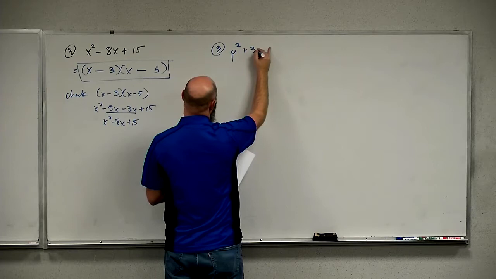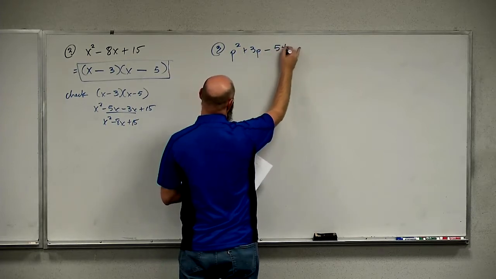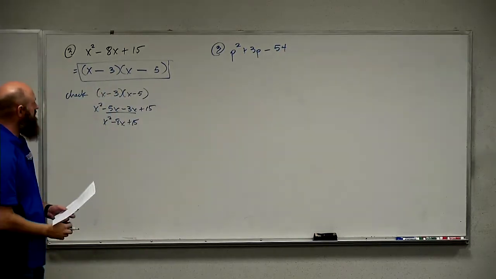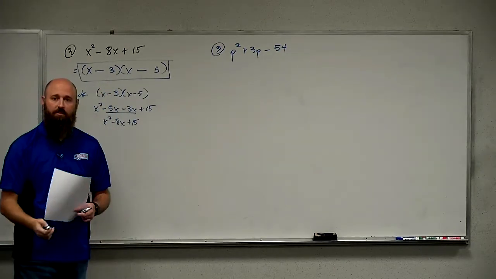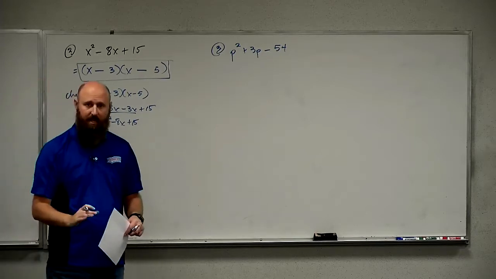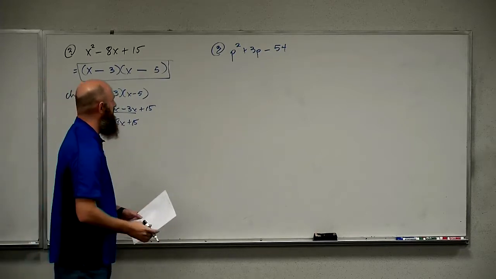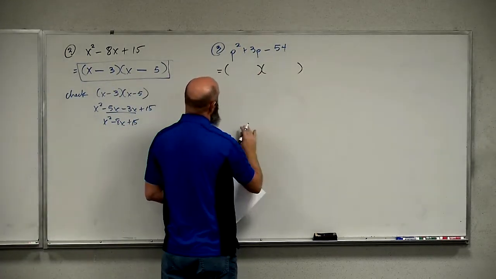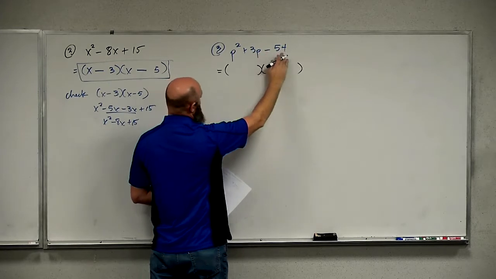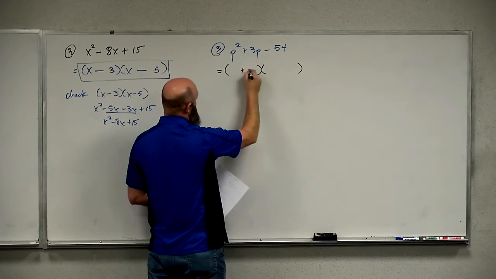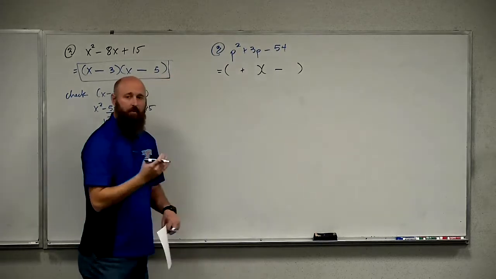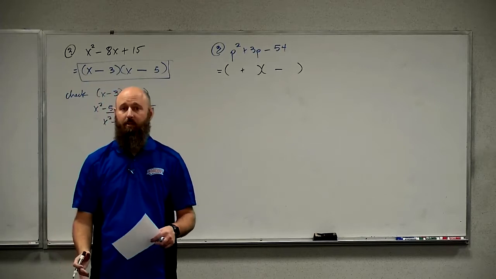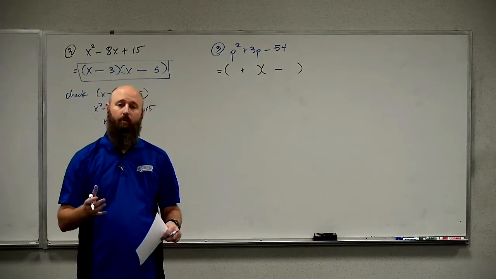P squared plus 3p minus 54. Again, this time we don't have a greatest common factor, but we have to check for that every time. So you're going to hear me say that over and over again. All right, so I'll put my parentheses here. Now this time the C value is negative. So that means one's positive and one's negative. And it doesn't matter if you put the negative first and the positive second. We will figure those pieces out later. Okay, and so we'll work through that.